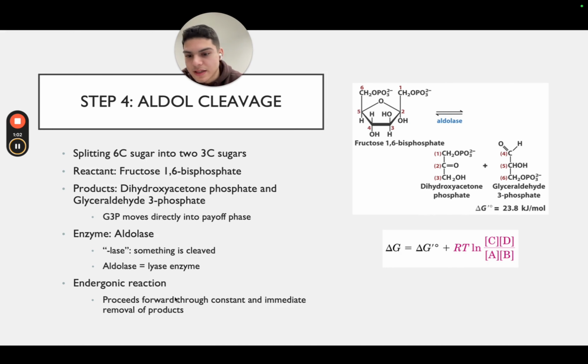Delta G, again, this is the endergonic reaction. This is what we're saying: delta G is not the same as delta G naught because we're taking into account the concentration of products divided by the concentration of reactants. And if we have very low concentrations of products, this is going to drive delta G to become much more negative and push the reaction forward. So something to keep in mind.